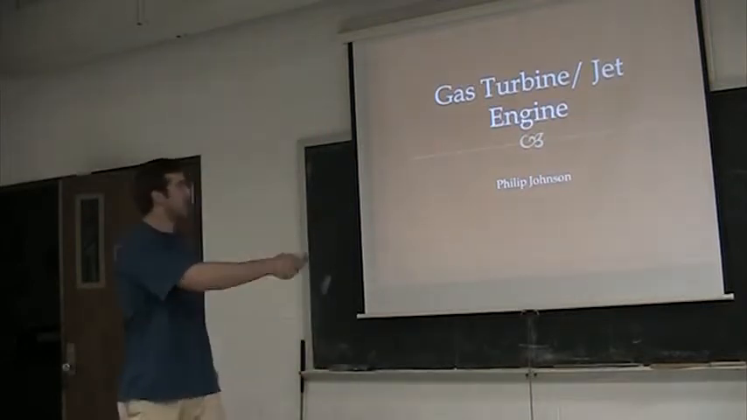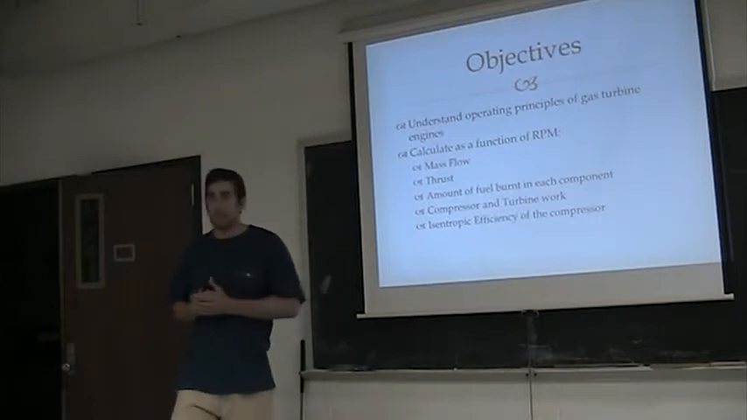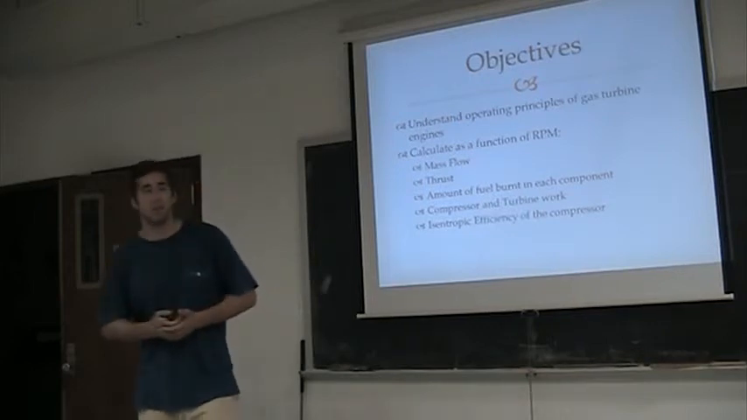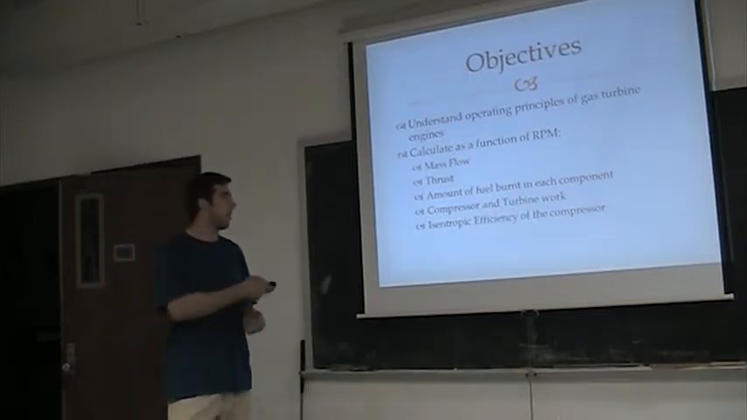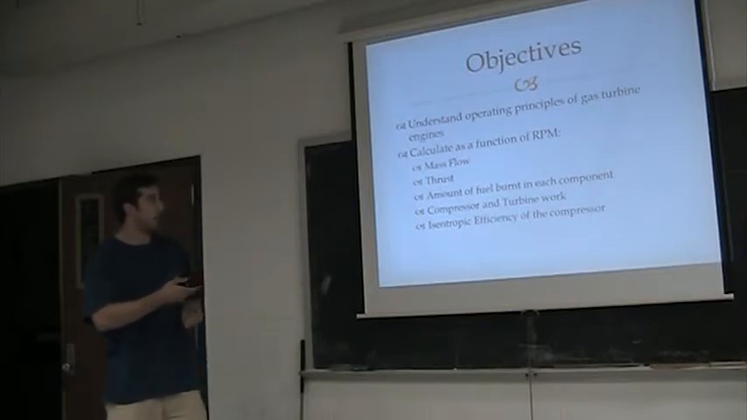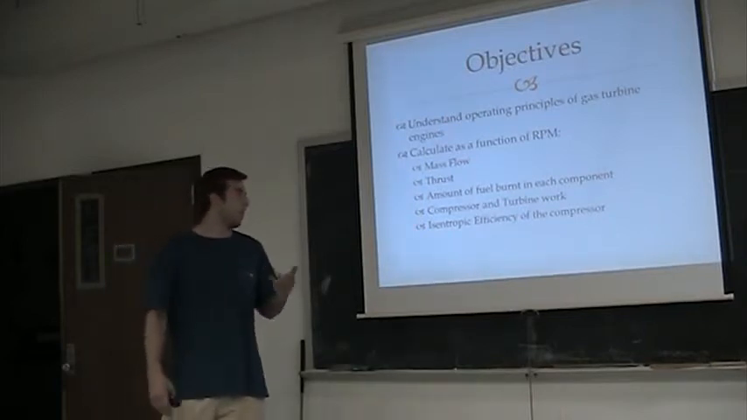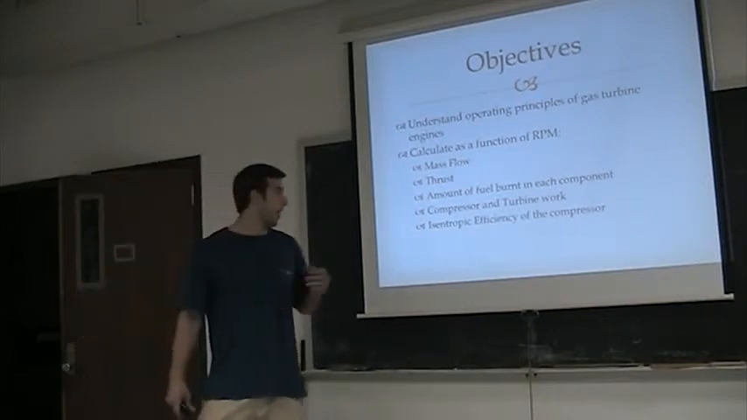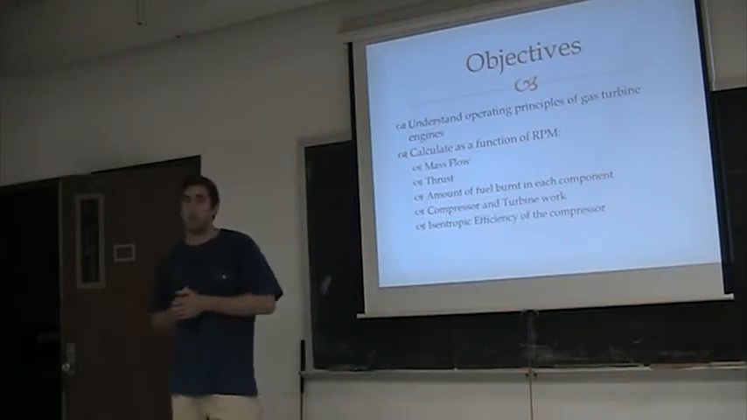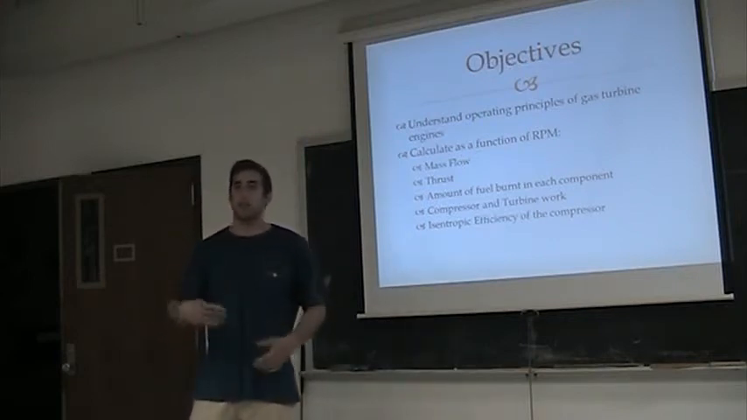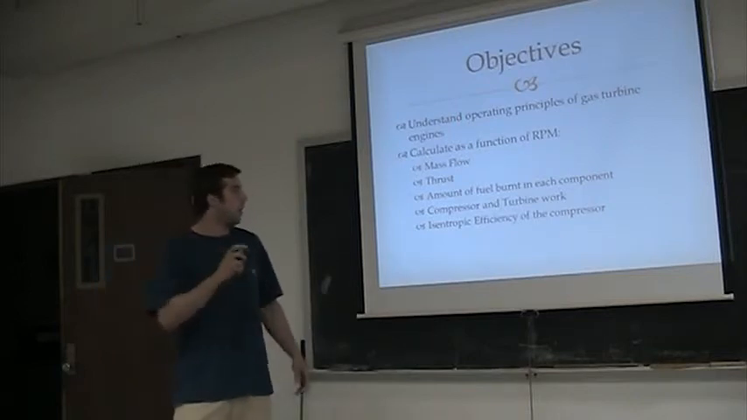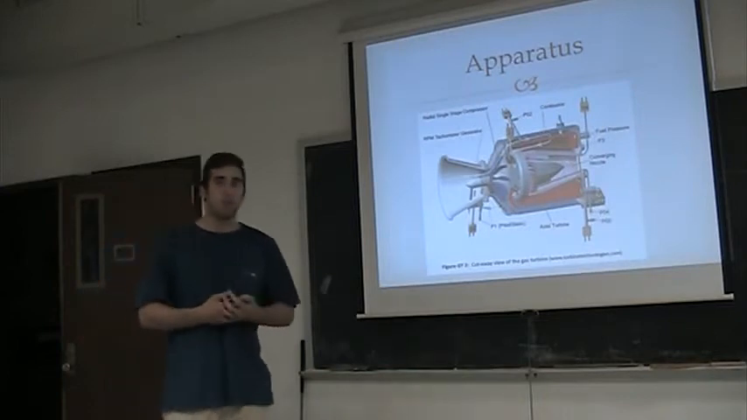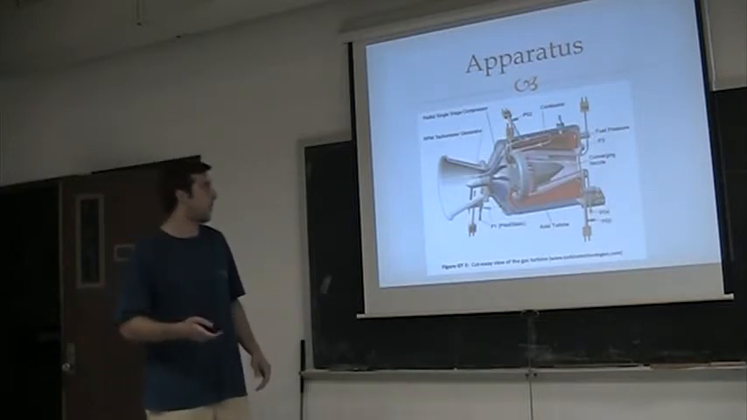So let's get started. The objective of this experiment was to get an understanding of how it works, which is standard with every experiment, and then to calculate the mass flow, thrust, the amount of fuel burn in each component, the compressor and turbine work, and finally the isentropic efficiency of the compressor, all in relationship to how fast it's spinning, the RPMs. Here's just a general diagram, I'm sure everyone's seen it, just to hammer in how the flow works.